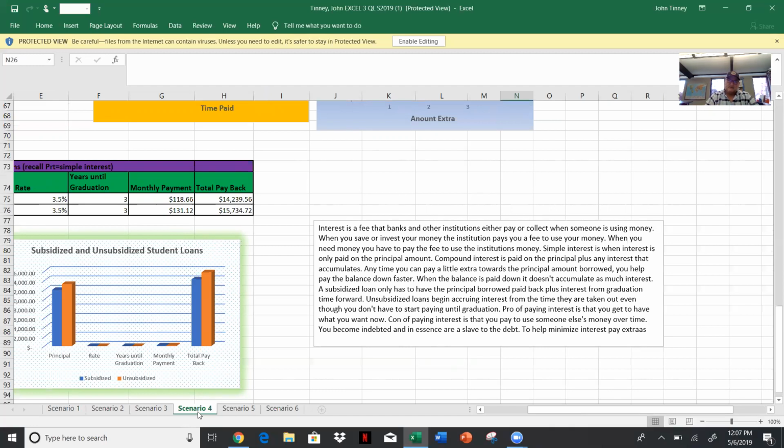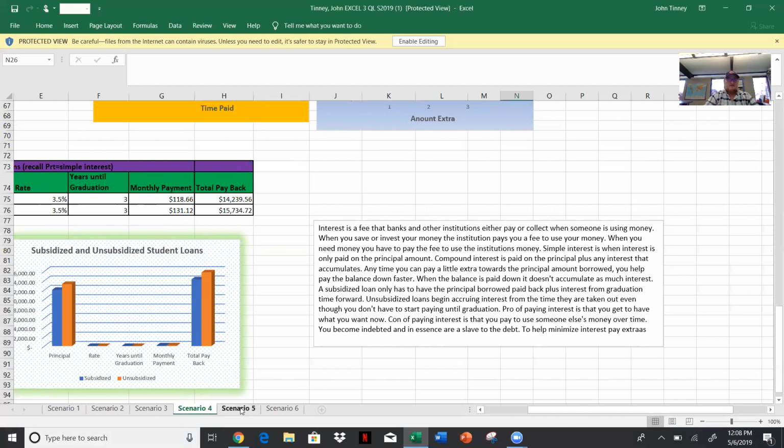You are indebted, you owe that money back, and so in essence, you become a slave. And I mean, you don't want to be a slave to the dollar bill. So in order to help minimize the amount of interest you have to pay over time, pay extra as you're going along, and it'll help your money get paid off quicker, and you will not be a slave as long.